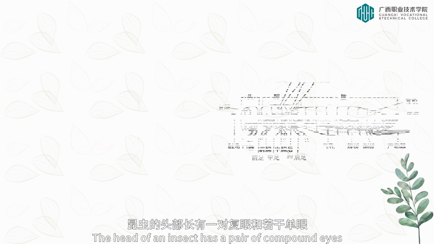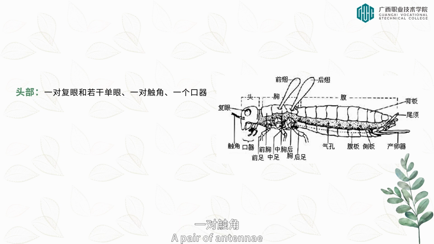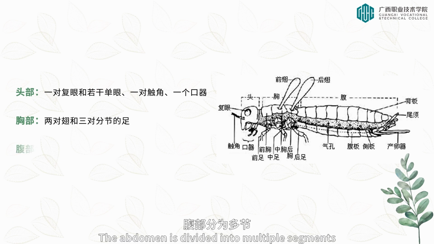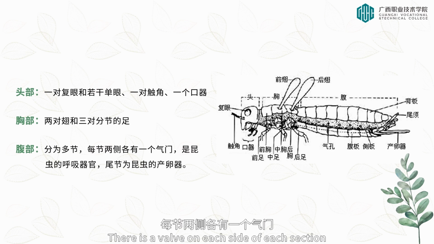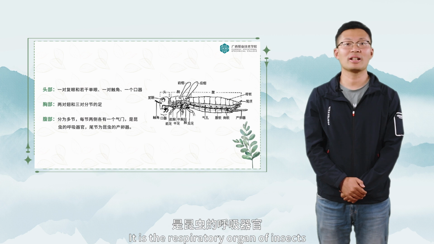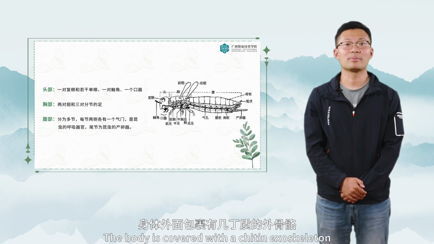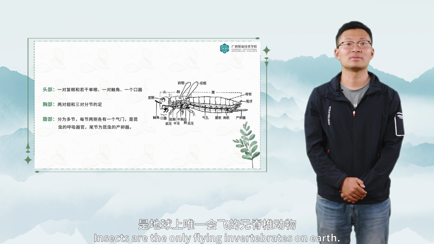The head of an insect has a pair of compound eyes and several simple eyes, a pair of antennae, and mouthparts. On the thorax are two pairs of wings and three pairs of jointed legs, also called appendages. The abdomen is divided into multiple segments. There is a spiracle on each side of each segment, which is the respiratory organ of insects. The caudal segment holds the ovipositor of insects. The body is covered with a chitin exoskeleton. There is no bone in the body. Insects are the only flying invertebrates on Earth.